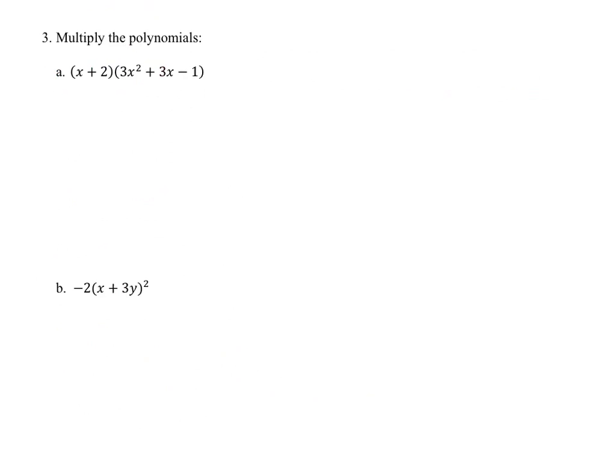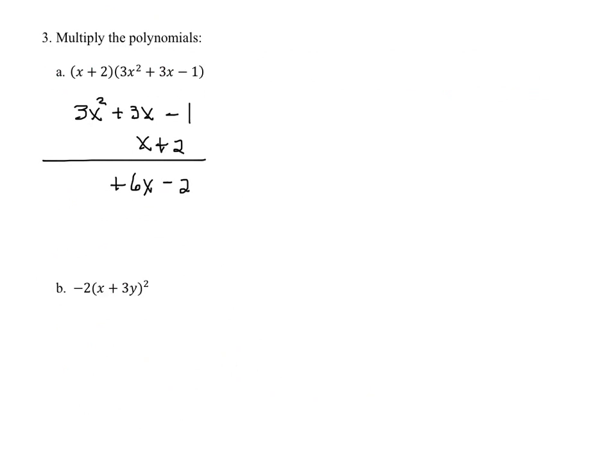Now, what about these guys? What happens when we have things that are kind of insane? I'm going to show you a cool way to do 3a. I'm going to rewrite it as the vertical method. X plus 2. I love this method. So first we're going to multiply the 2 times the negative 1, which is a negative 2. 2 times 3x, which is a positive 6x.